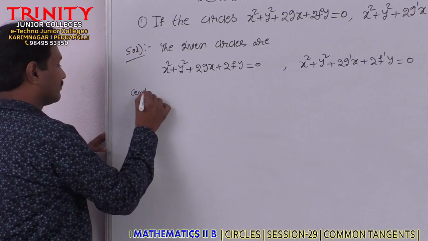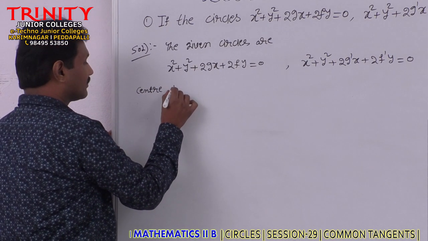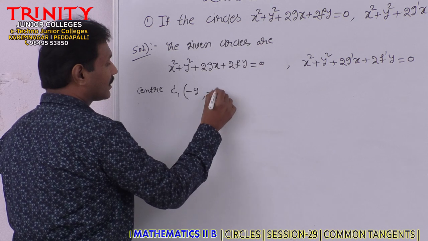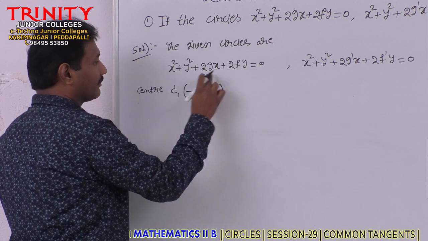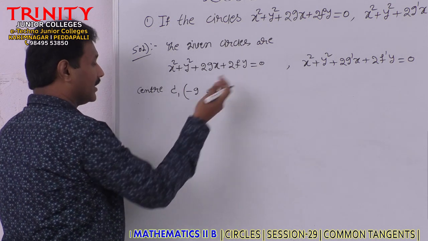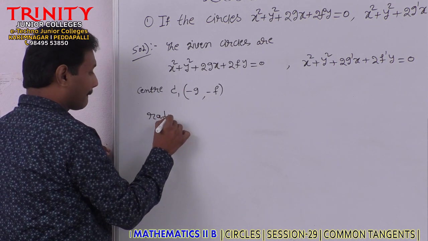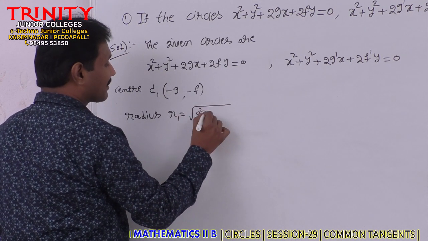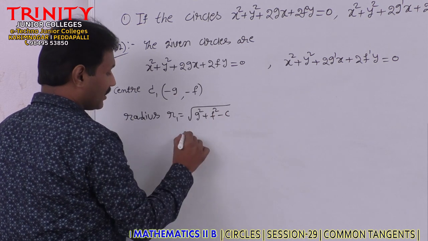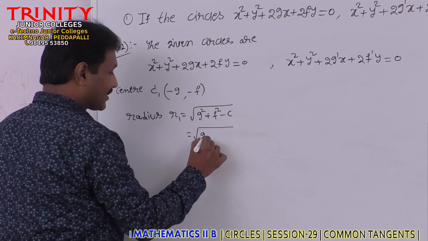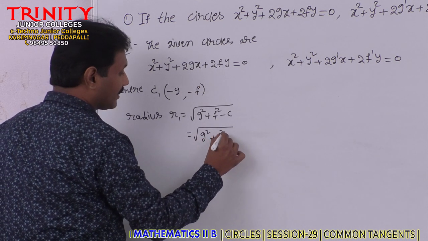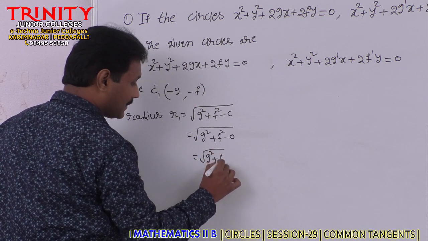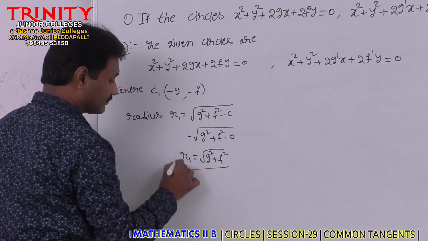Center of the first circle is C1 minus g comma minus f. Here 2g, 2f, so the center is actually minus g comma minus f. Radius of the circle r1 equal to square root of g square plus f square minus c. Here constant is 0, so that equal to square root of g square plus f square. This is r1.